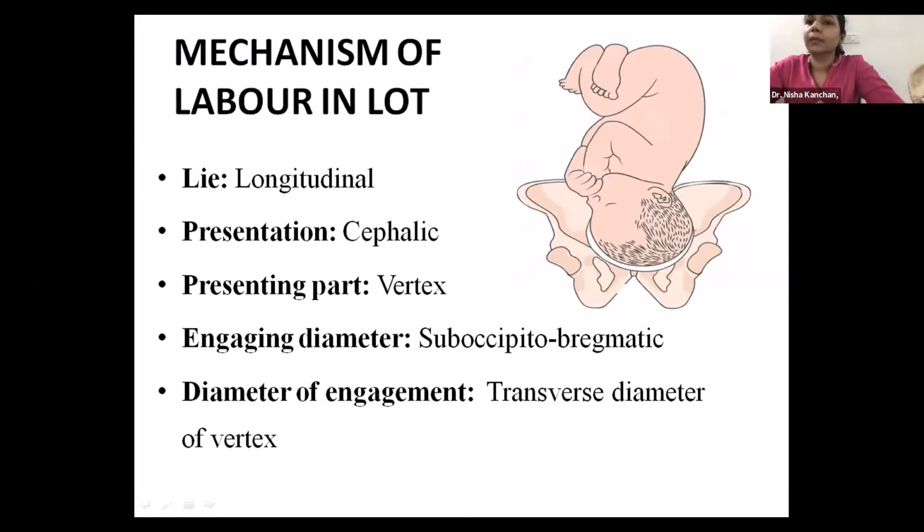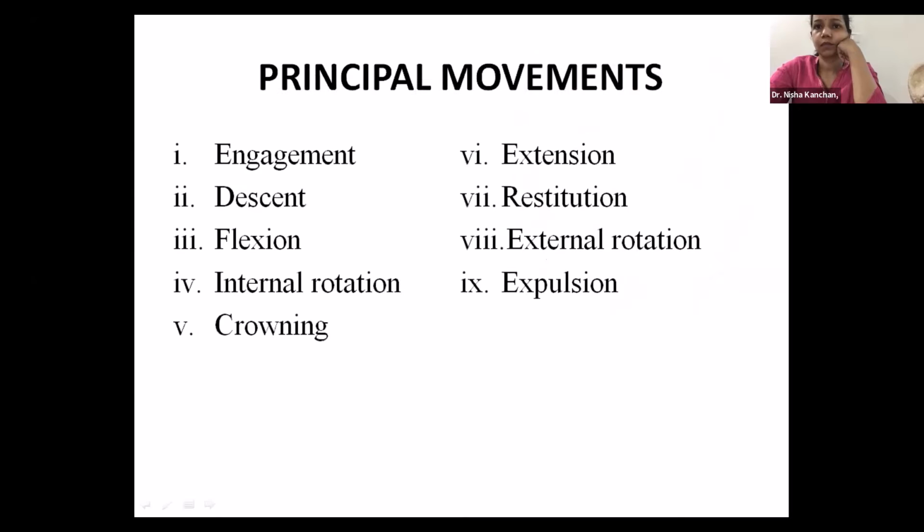So the denominator here is the occiput. So we are going to study the mechanism of labor in this. Now, mechanism of labor are the series of changes which are happening. Next slide. So what are these changes? We have engagement, descent, flexion, internal rotation, crowning, extension, restitution, external rotation, and expulsion.